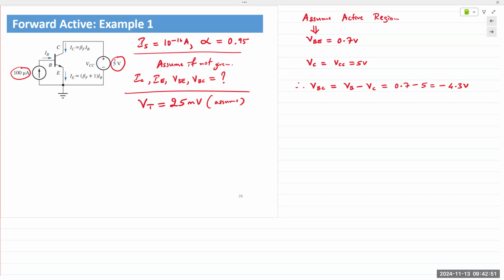And since that turned out to be negative, the collector base junction is reverse bias. So reverse bias means it definitely is in forward active region. So IC in forward active region would be beta IB. Beta is not given to us, but alpha is, and so we can plug that in.